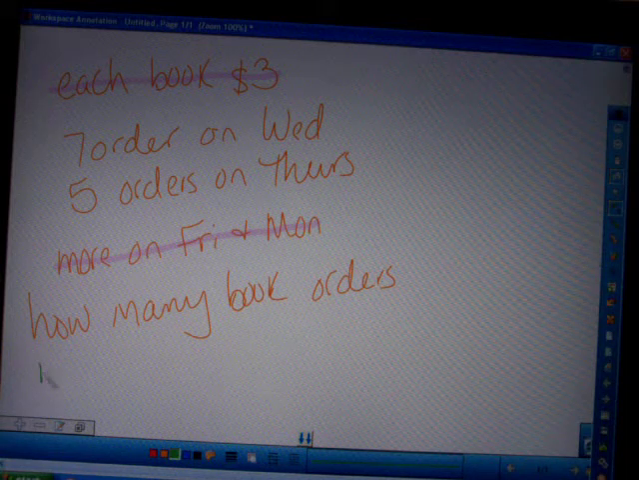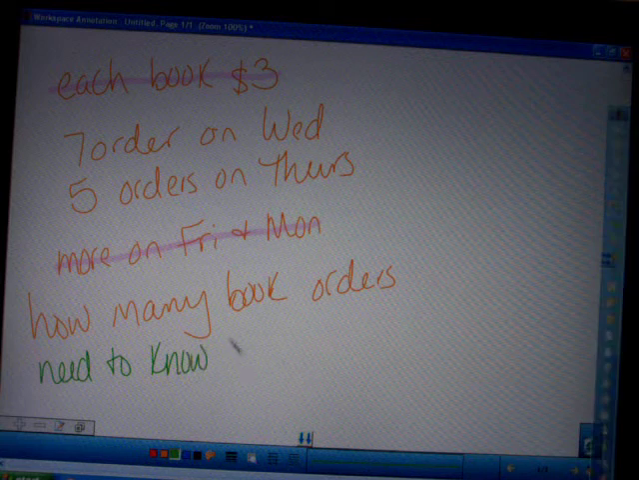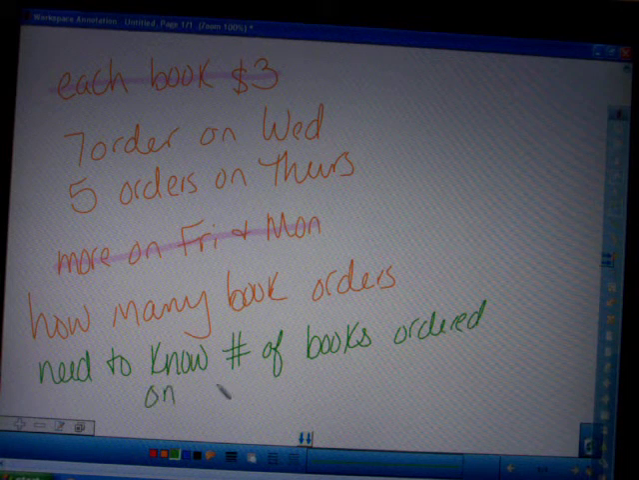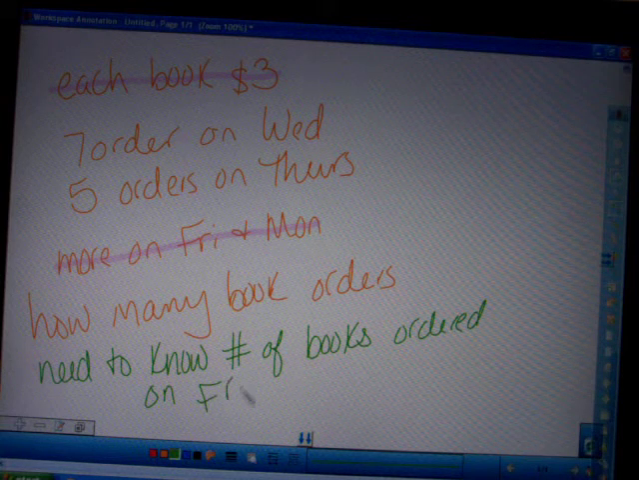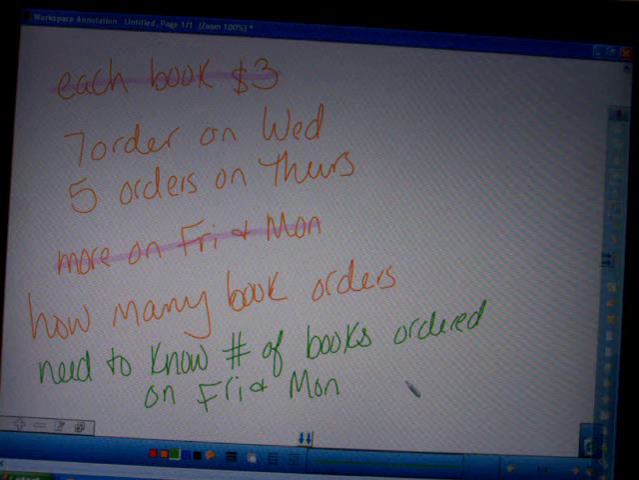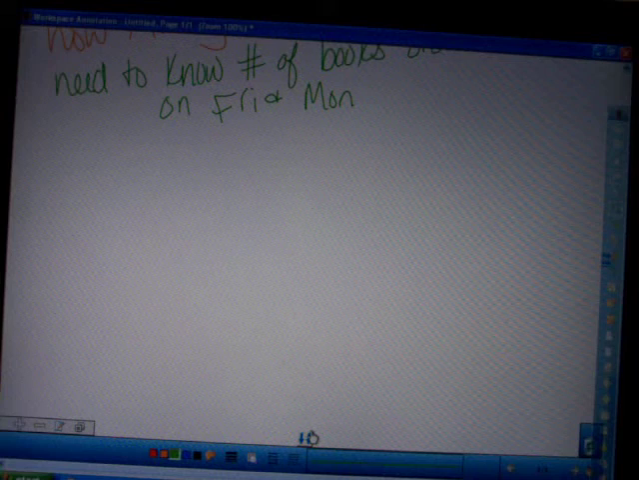So to be able to solve this problem, this is another example where we would need to know the number of books ordered on Monday and Friday. Once we had that information, we would be able to answer this question, because we can't answer this question without all the information. So this is an example where we don't have enough information. And we had a little bit of extra information in there.